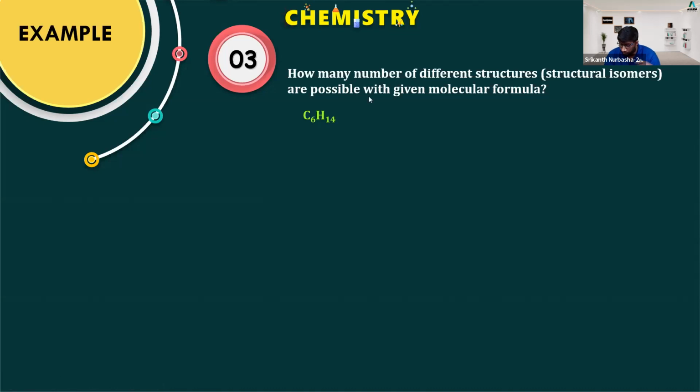Try it out. C6H14 is the molecular formula. It is nothing but your hexane, like CnH2n+2, right? So in how many ways can you write it down? We can have all the carbons in the long chain.